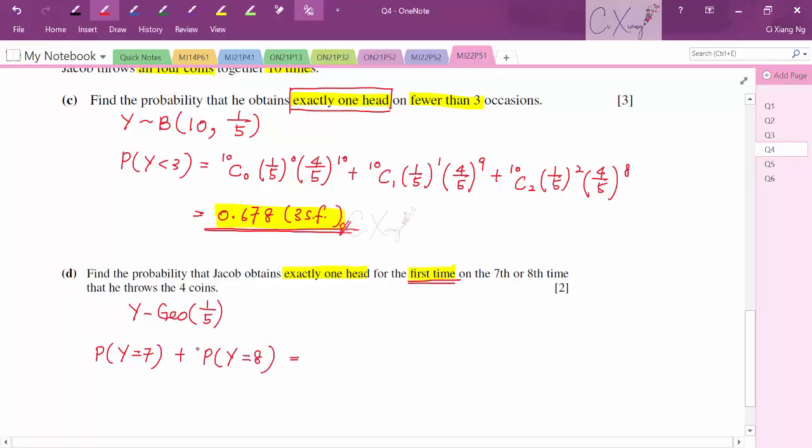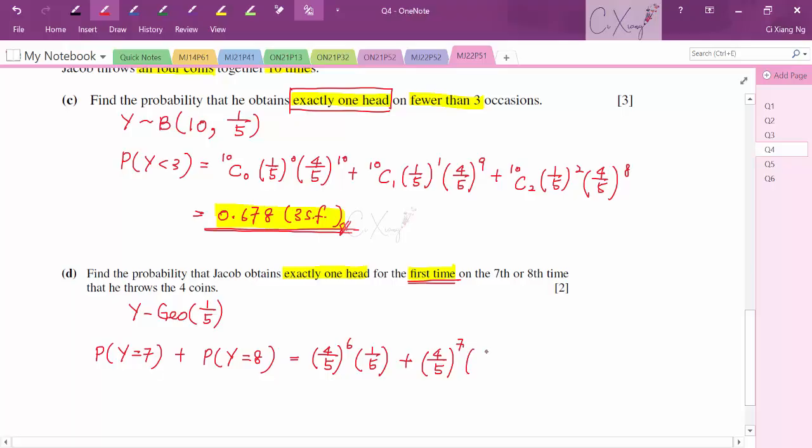So when y equals 7, it means that the first 6 times you are not obtaining exactly one head. So it will be q to the power 6 multiplied by the last time you get what you want, so 1 over 5. Same thing happens for y equals 8. For the first 7 times, when you throw the coins, you didn't get exactly one head in your experiment. So the first 7 times, so power 7.